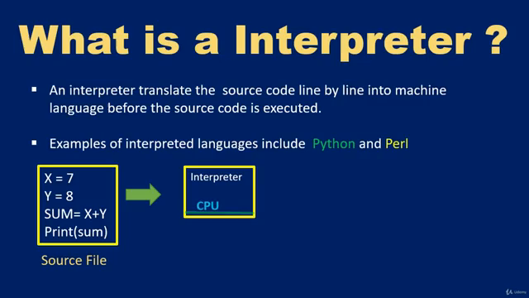So the way the interpreter works is that it will convert a line at a time. For example, it would do x equals 7, compile that and run it. You do y equals 8, it will translate or convert that and then run it. It does line by line, in comparison to a compiler that compiles the whole code into machine code before it executes. In the case of an interpreter, it does it line by line, and then eventually it will produce the result.